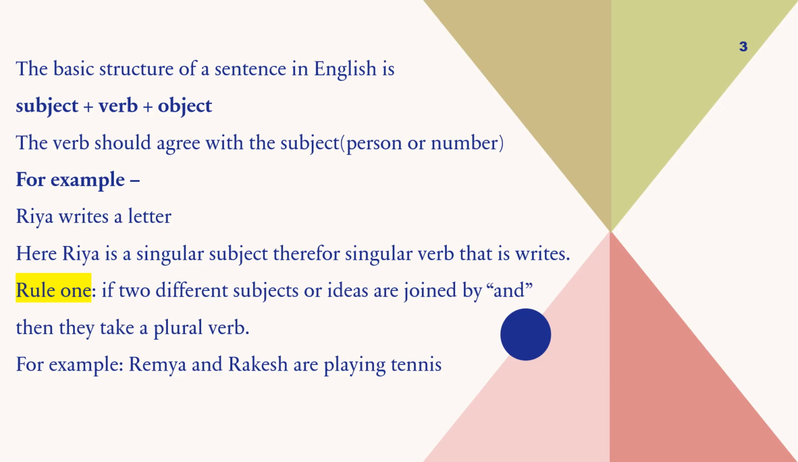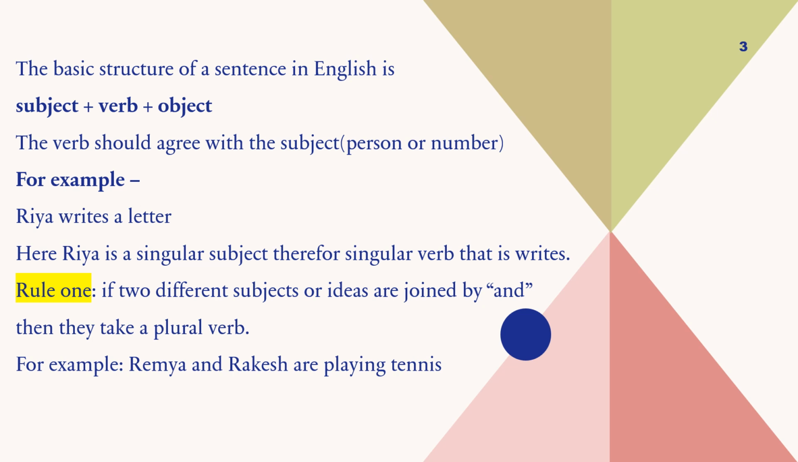The basic structure of a sentence in English will be like this: subject plus verb plus object. There will be a subject, there will be a verb, and there will be an object. And you always have to keep this in mind that the verb should agree with the subject. Like if it is a person, then the verb should agree with that person. Or if it is a number of people, then the verb should agree with the number of people.